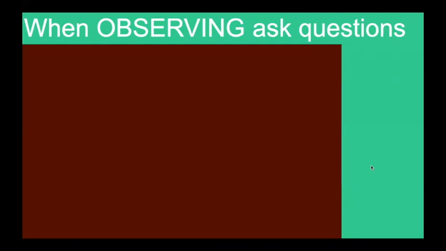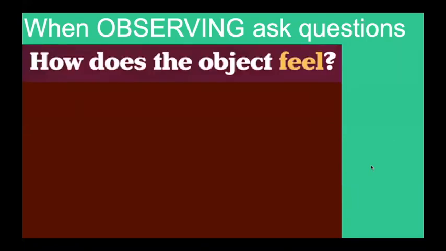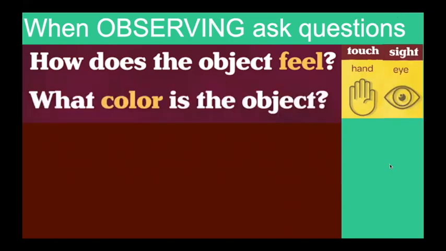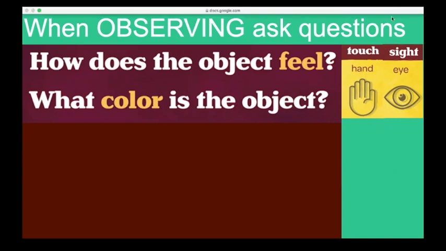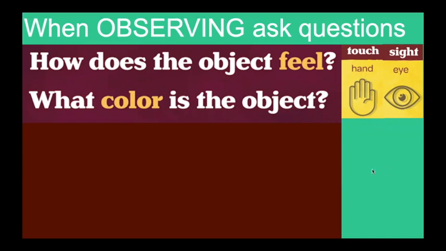So when we observing, we ask question, how does the object feel? Repeat after me. How does the object feel? And we touch it by our hand and we answer this question. Next question. What color is the object? Repeat after me. What color is the object? And we use sight with our eyes and we answer. We can see what the color.